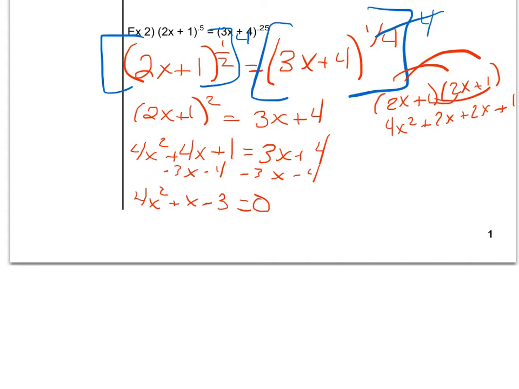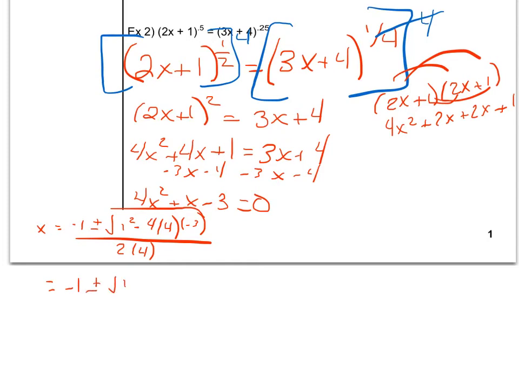I don't want to factor this, so I'm going to go ahead and say x equals negative b plus or minus the square root of b squared. Remember, there's a 1 in front of the x if it's not written. Minus 4 times a times c, all over 2a. Cleaning this up, I get negative 1 plus or minus the square root of 1. Negative 4 times 4 is negative 16 times negative 3 is plus 48. All over 8, which gives me negative 1 plus or minus.